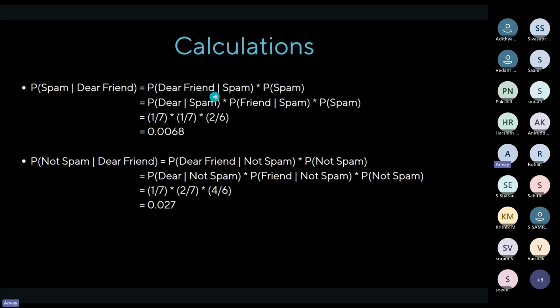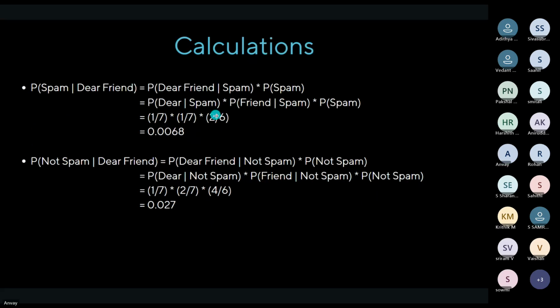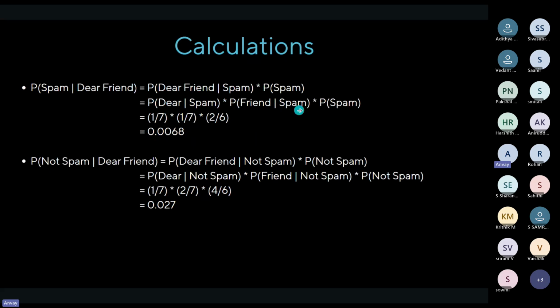P of spam given dear friend will be the probability of dear friend given spam times the probability of spam. So this is equal to the probability of dear given spam times the probability of friend given spam times the probability of spam. If we go to our data set again, the probability of dear given spam is 1/7, the probability of friend given spam is 1/7, and the probability of spam is 2/6. So we get this probability. Similarly, the probability of not spam via the data set is this.